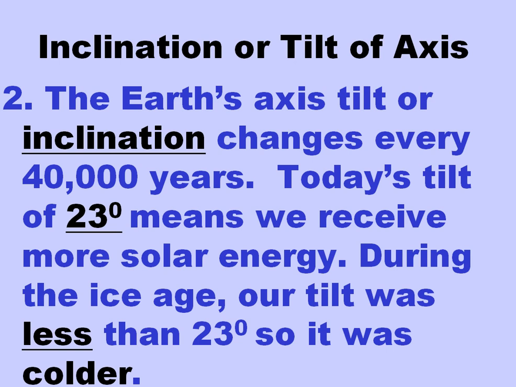The Earth's axis tilt, or the inclination, changes approximately every 40,000 years. And today's tilt of 23.5 degrees means we receive more solar energy right now than if it didn't have that much of a tilt. During the Ice Age, our tilt was less than 23 degrees, so it was colder. We're not talking about huge differences in the tilt of the Earth. It just says that it was less than 23.5 degrees. But it was enough, along with the elliptical change in our orbit, to cool off our planet.